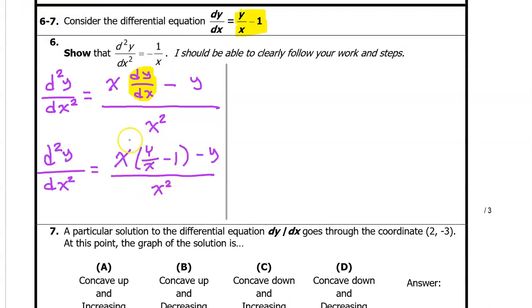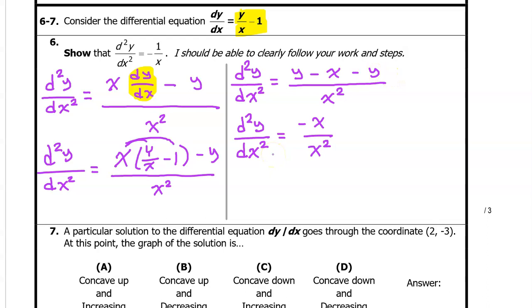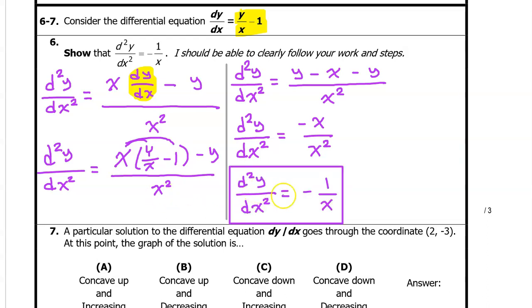So now I have this. On my next step, I will distribute this x across the parentheses. When you multiply x times y over x, the x's cancel out and you just get y. And then x times negative 1 is negative x, and we still had the negative y. I see like terms here. We have y minus y, so those will cancel each other out. So now we have this, but the x in the numerator will cancel out one of the x's in the denominator, and we see that the second derivative equals negative 1 over x, which was the target.